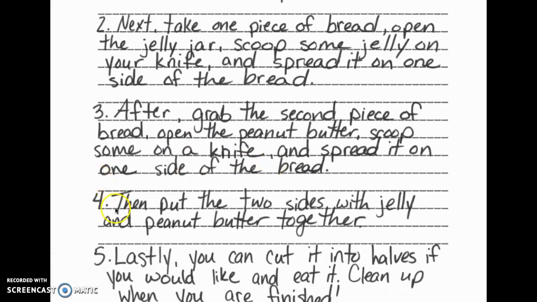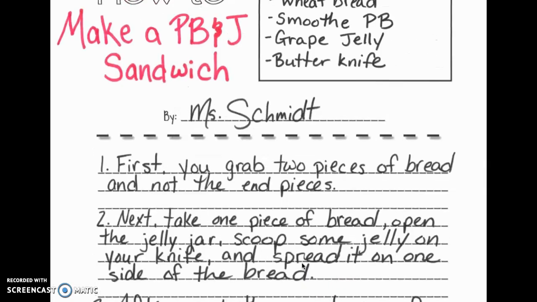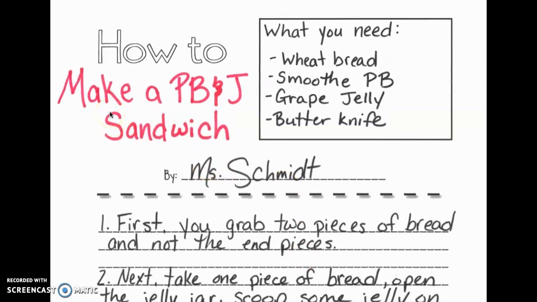Okay. Then, put the 2 sides with jelly and peanut butter together. I said the 2 sides, but they have peanut butter and jelly on it. Can you imagine if I squished together the 2 sides that didn't have peanut butter and jelly? My sandwich wouldn't stick together and my hands would get very, very sticky. So again, details matter, because when I video myself using your directions, I'm going to do exactly what your directions say. Then 5, I have lastly, you can cut it into halves if you would like and eat it. Clean up when you are finished. And that, people, is how you make a peanut butter and jelly sandwich.